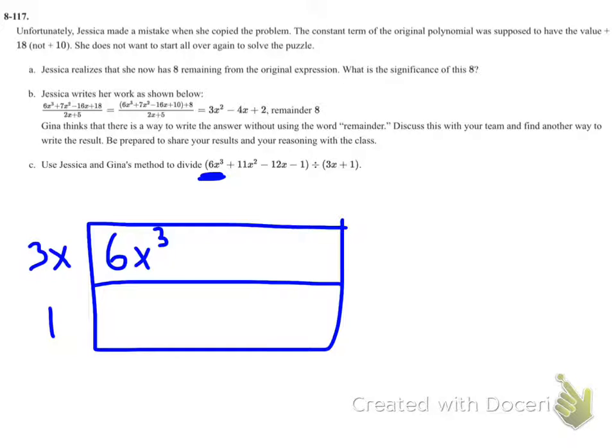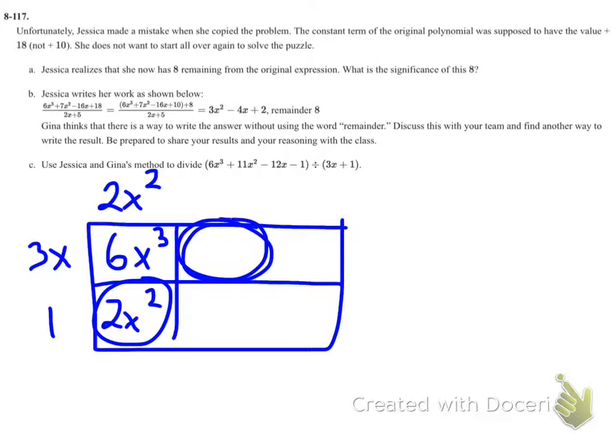So I'm starting with that 6x cubed, and now I block that off and I figure out what goes up top. Well, 3x times 2x squared will give me 6x cubed, so I've now figured out what's on top. That allows me to figure out this box here, which is 2x squared times 1, which is just 2x squared. So 2x squared plus whatever I put here has to equal my 11x squared. That means I have to have a 9x squared here.